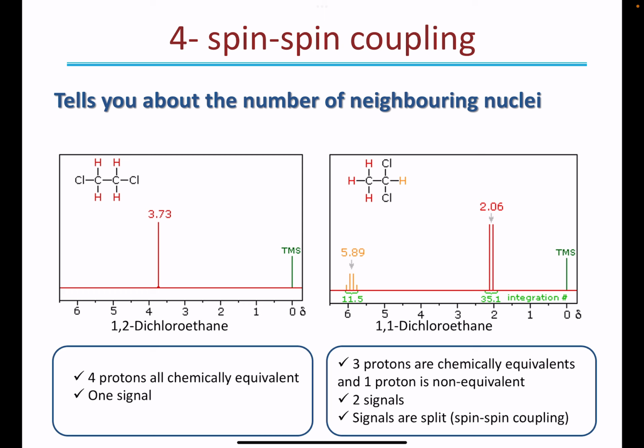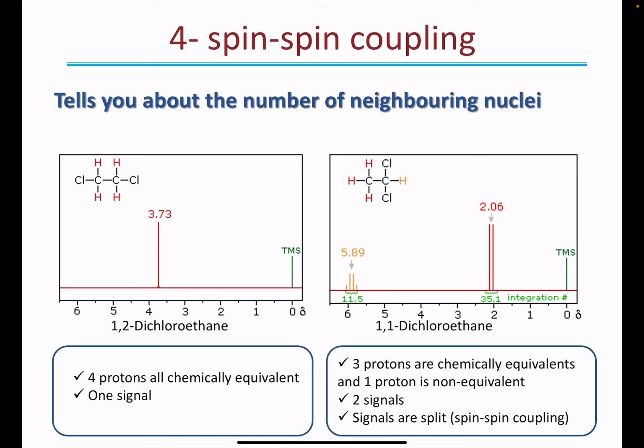And finally, spin-spin coupling. Spin-spin coupling will give you information about the number of protons on the adjacent carbon. So if you have a signal for a certain proton and this signal is split, then this splitting pattern will give you information about how many protons are there on the adjacent carbon. So let's have some examples to understand that.